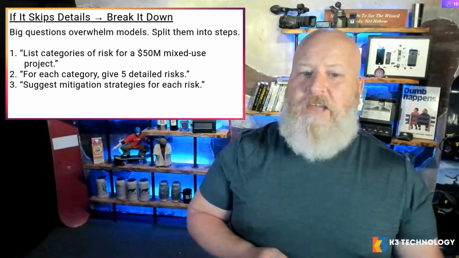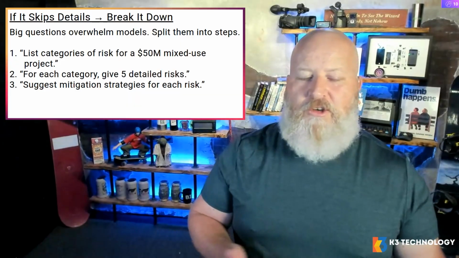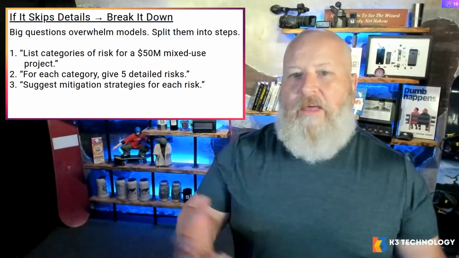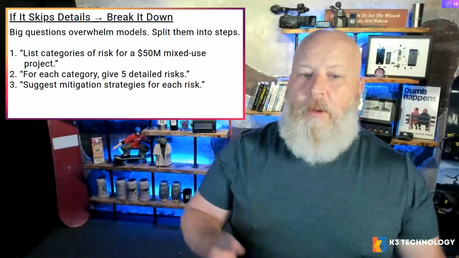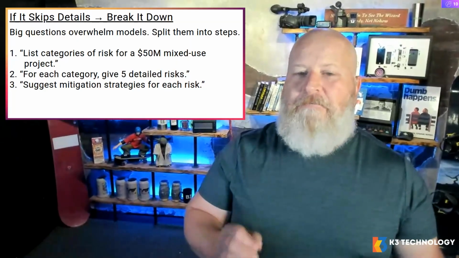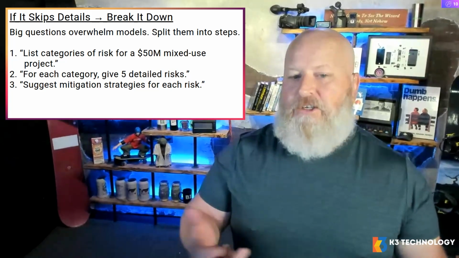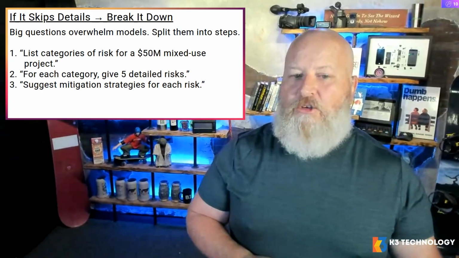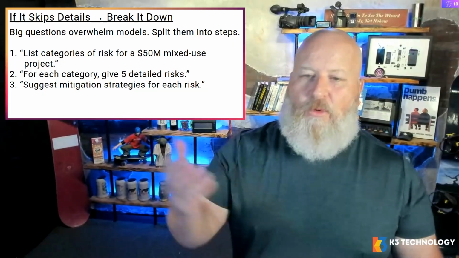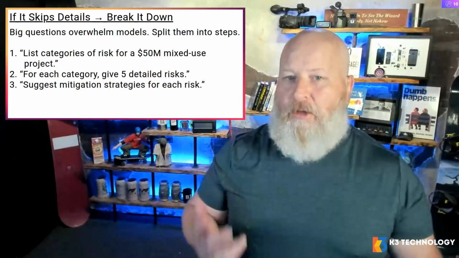So say, hey, list categories of risk for a $50 million mixed use project. Give me all that information. Now that it's got that, go back and say, okay, for each category, give 5 detailed risks. Once it gives you those, now suggest mitigation strategies for each one of those risks. It will continue again to add on itself, to build on itself.